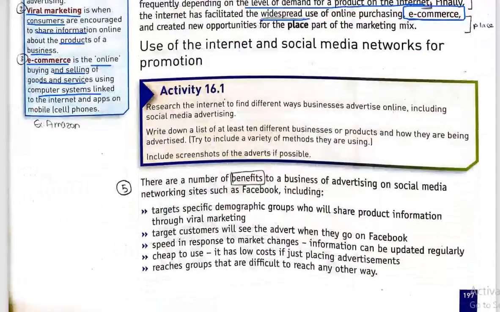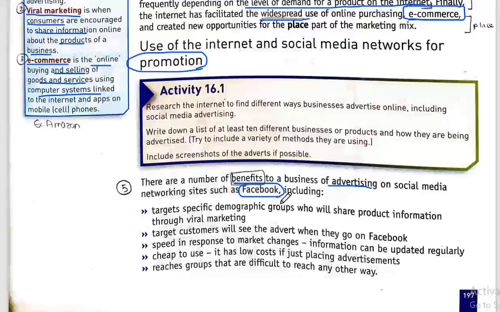Okay, so the use of internet and social media networks for promotion. So we're still talking about the promotion part. They're adding more about the promotion part. So there are a number of benefits to the business of advertising on social media networking sites such as Facebook. So here, let's see the benefits of advertising on social media networks such as Facebook.